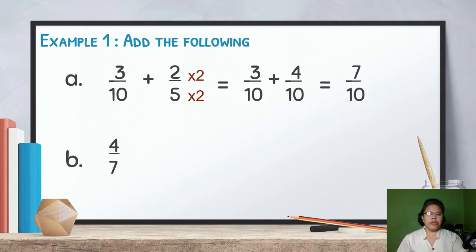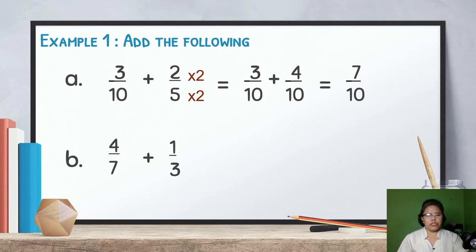So letter B, we have 4/7 plus 1/3. So LCD ng 7 and 3 is 21. So start tayo with 7, 7, 14. Hindi pa pwede yung 14 sa 3, and then 21. So, 7, 14, 21, pwede na sa 3. And, pinakamadali talaga nito, usually, pero hindi sa lahat ng panahon, you can just multiply the denominators.